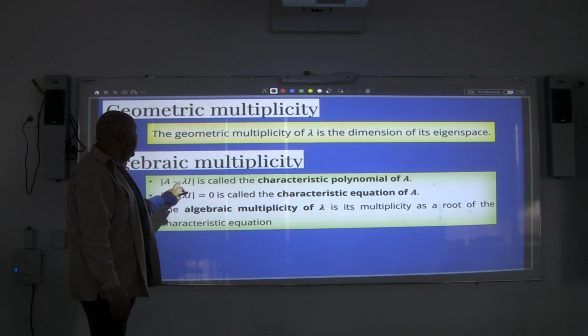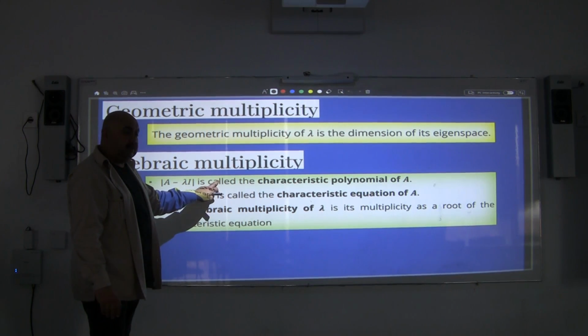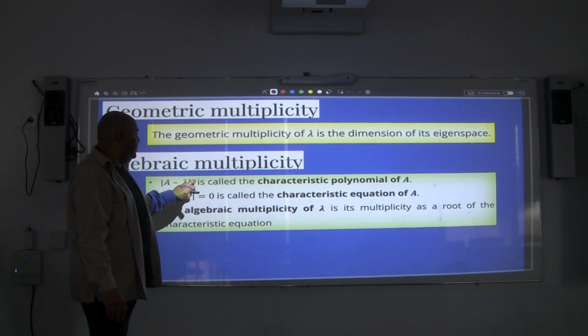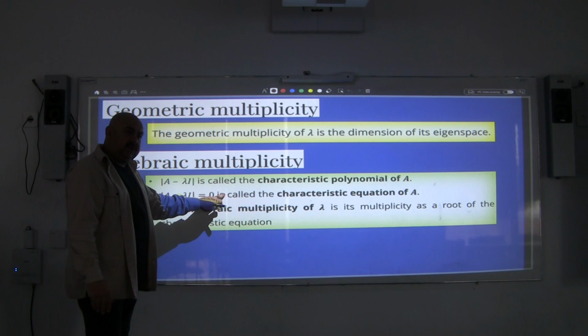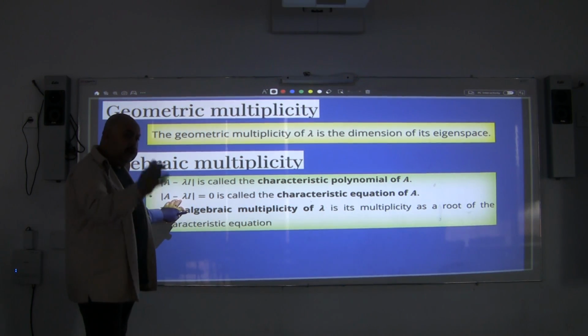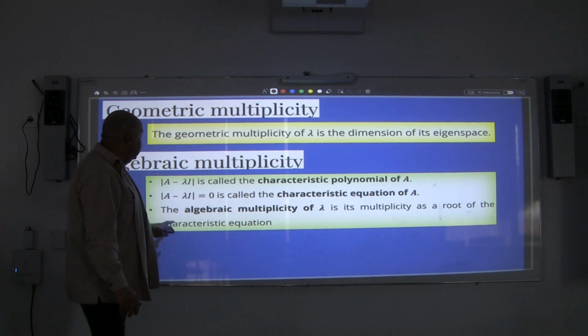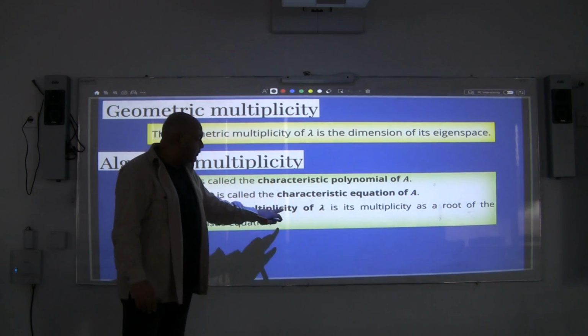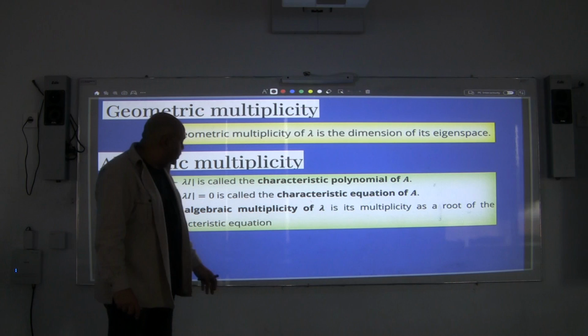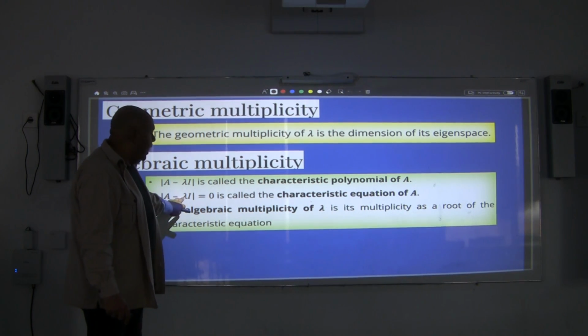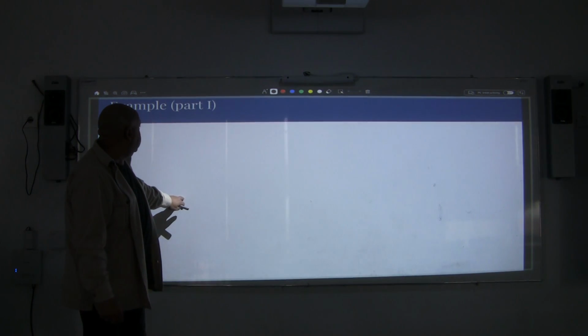Of course, the determinant of A minus lambda I is called the characteristic polynomial. If this polynomial is equal to 0, it is called the characteristic equation. And from this equation, we can get the values of lambda as we saw previously. And the algebraic multiplicity of lambda is its multiplicity as a root of the characteristic equation, how many times lambda is repeated in the characteristic equation.